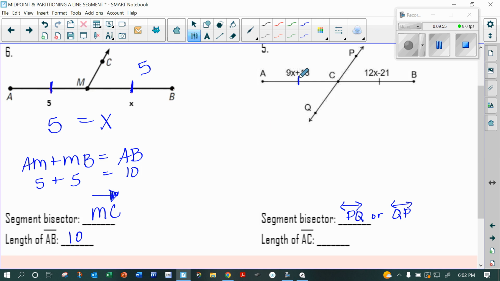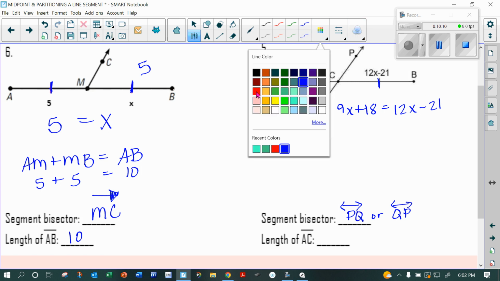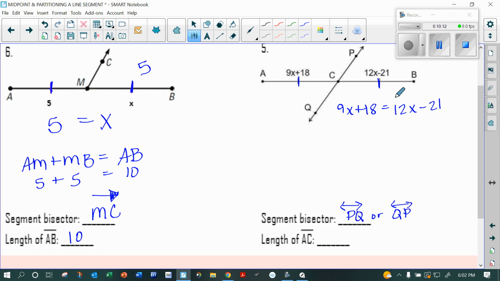Since they have the same tick marks here, that means they are equal. So that means 9x plus 18 is equal to 12x minus 21. So now do y'all see why I told you if you cannot do the algebra, this is going to be painful? So I'm going to subtract the 9x because it's smaller.